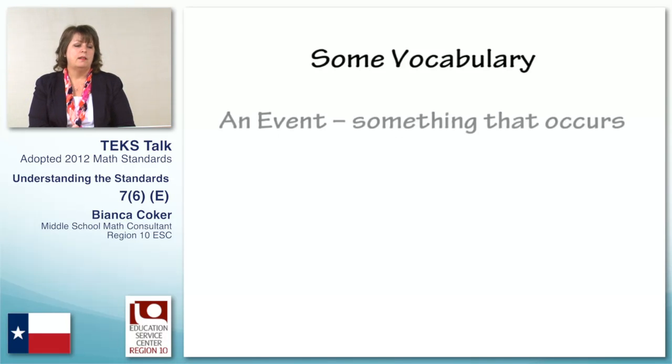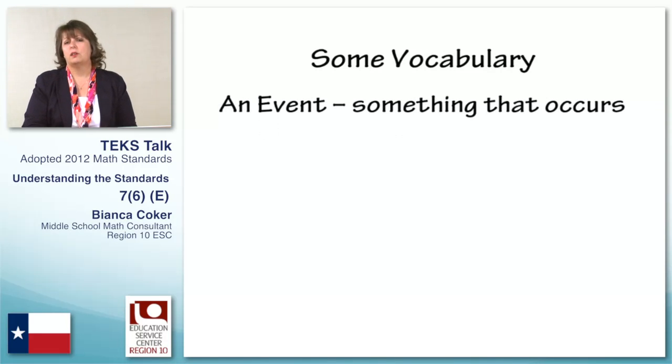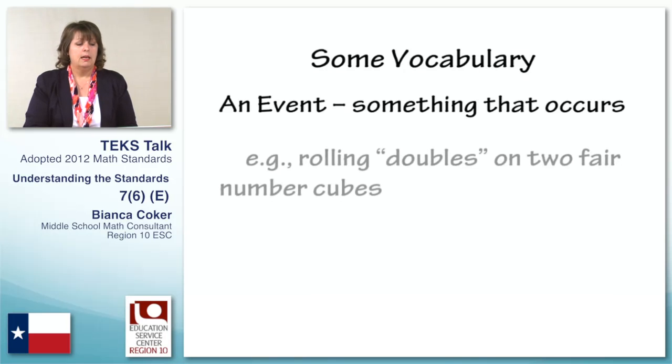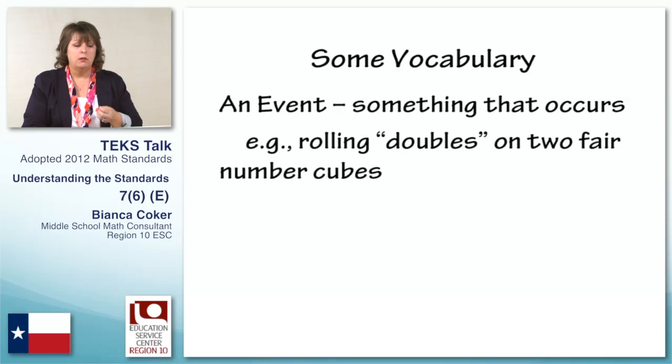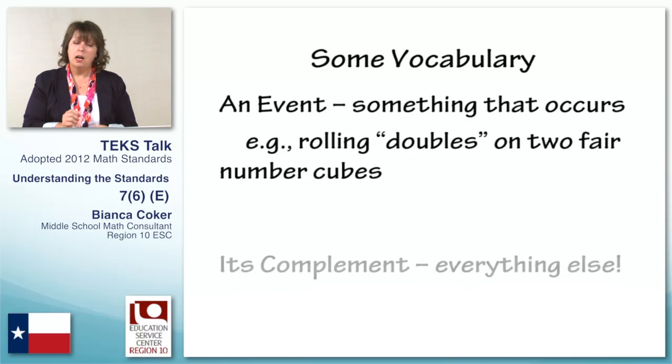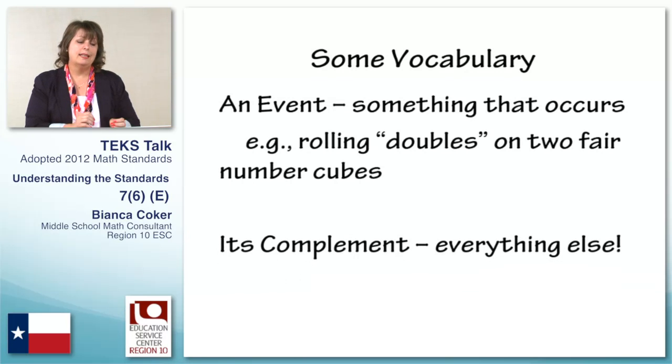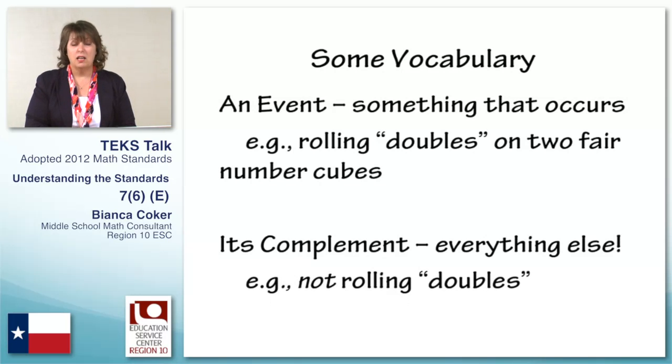So we'll start off with an event. An event is something that occurs. It's just that simple. For example, rolling doubles when you throw two fair number cubes. Now, a complement of an event, or its complement, is very specific to whatever that event was, because it's everything that didn't happen, or everything else. So if the event is rolling doubles on two fair number cubes, then the complement is not rolling doubles. Does that make sense?